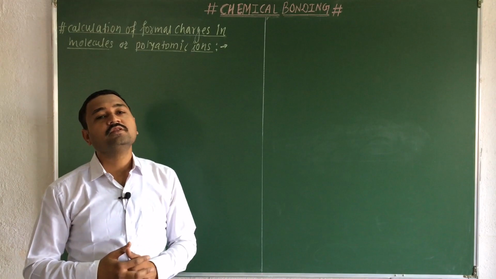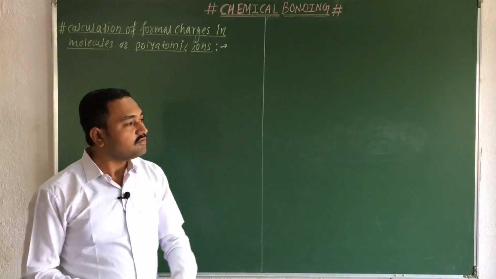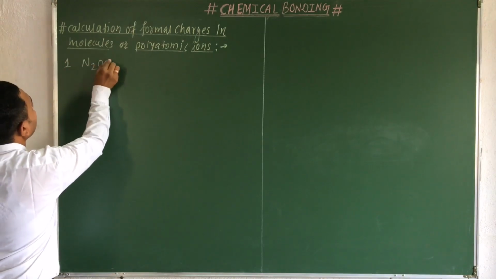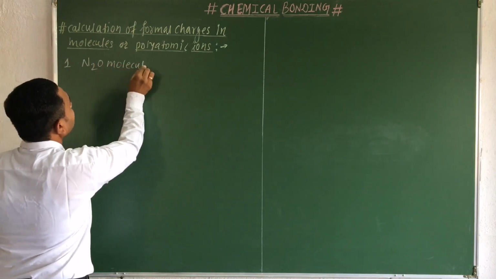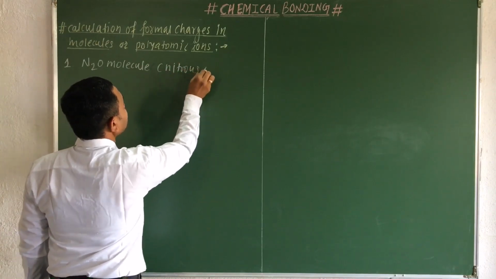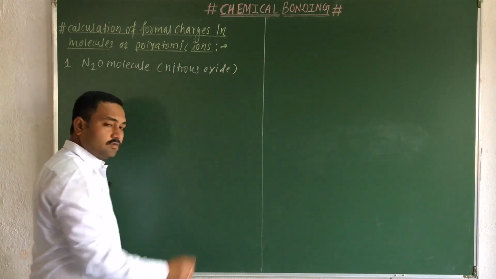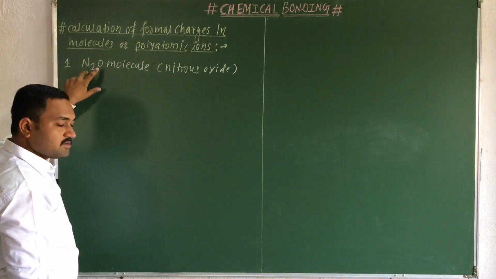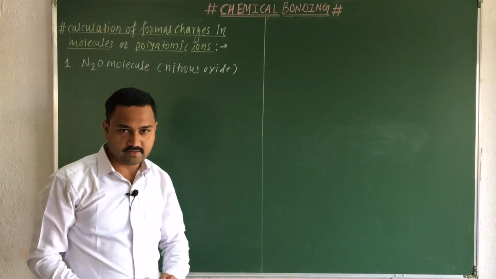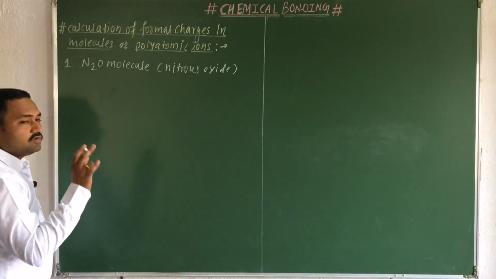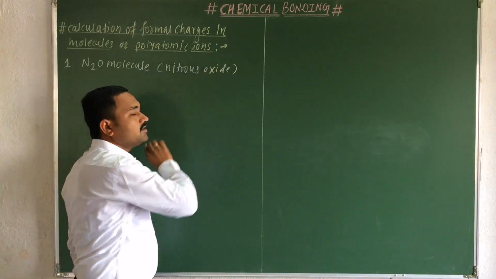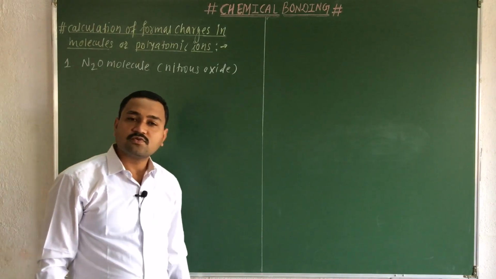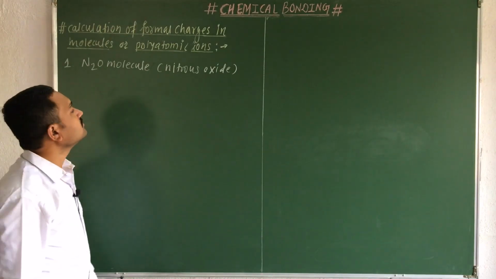Now let us start with the calculations of the formal charges with the first example, that is the N2O molecule, which is nothing but your nitrous oxide. In this molecule we have to find out the formal charge on both nitrogen atoms as well as on the oxygen atom. To know about your formal charge, in the previous lecture you already know that we must know the Lewis structure of this molecule. So first of all we will draw the Lewis structure of this molecule.